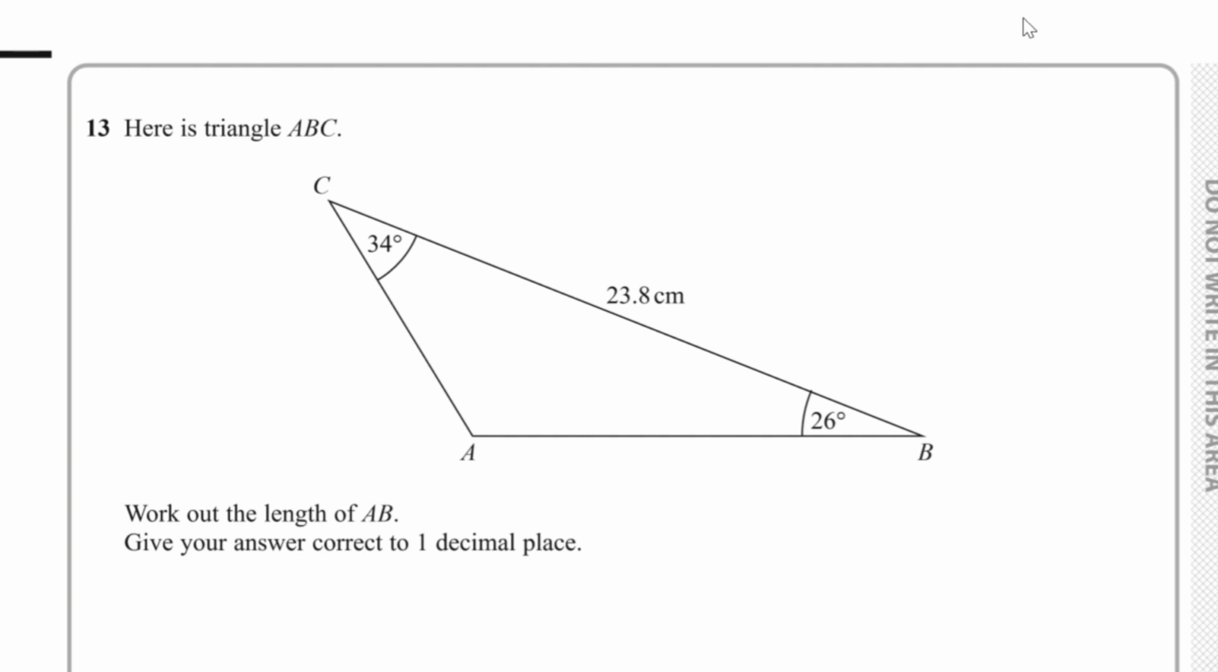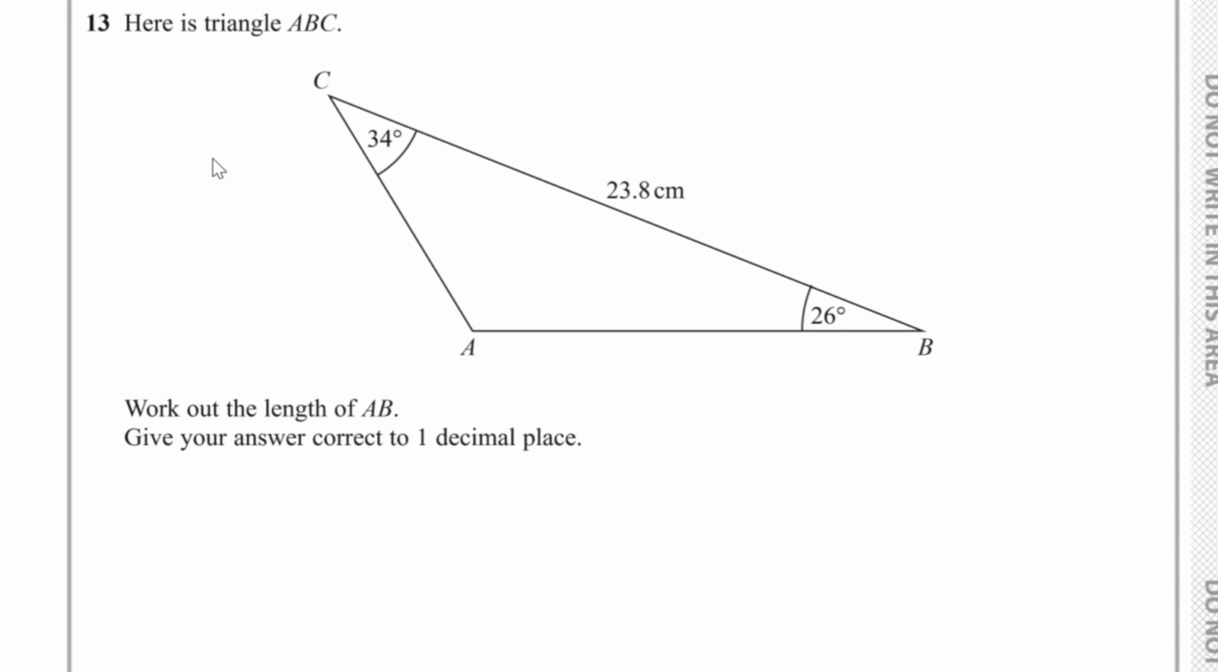Question number 13. Here is a triangle ABC. We have to work out the length of AB, give your answer to 1 decimal place.